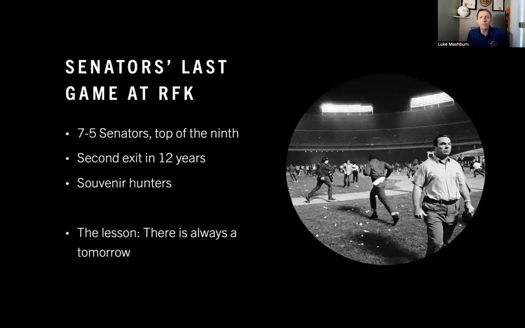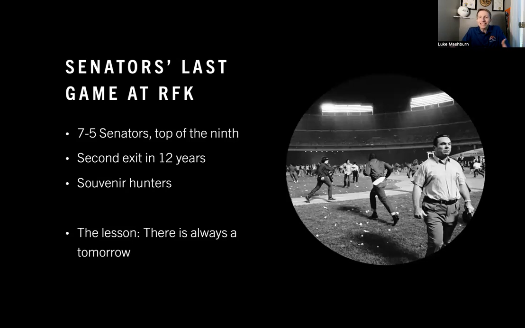The Senators' last game at RFK. This is the second incarnation of the Washington Senators. They were moving to the Dallas area to become the Texas Rangers. Everyone knew this. It was no secret that this was their last game in our nation's capital. And the Senators were winning 7-5 in the top of the ninth. They had 2 outs, actually. And of course, in the top of the ninth, when the home team is winning, you're 1 out away from the end of the ball game.